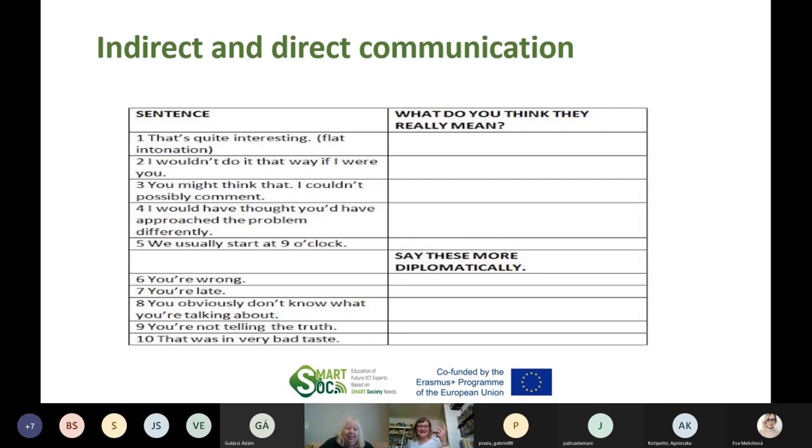Sorry. No, it's good if you can. Maybe if you have others to read, to show with the intonation how it works. You might think that I couldn't possibly comment. For me, that's very aggressive. That's almost too direct. Even I couldn't possibly comment means it's absolutely terrible. Oh. It's so terrible, I couldn't even say anything.